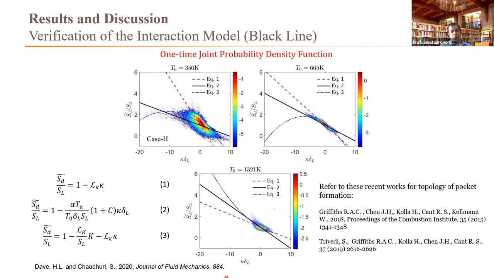So how does this work? How does this behave and compare with the other models? So this equation three is the two stretch Markstein length model based for weakly stretched laminar flames, whereas this one is this interaction flame model. Okay. And you see that it captures the trends reasonably well, whereas this goes to less than zero at very small curvatures, this predicts this behavior quite well.